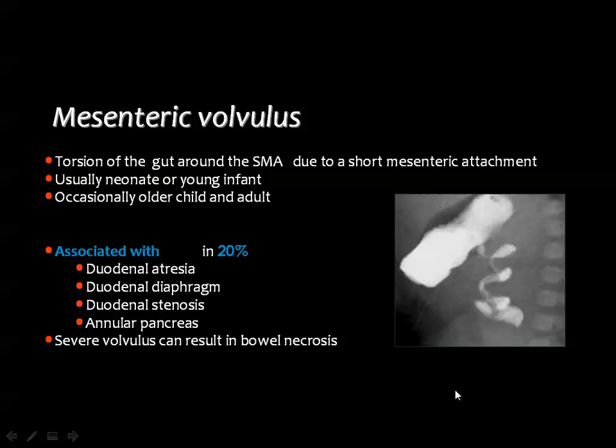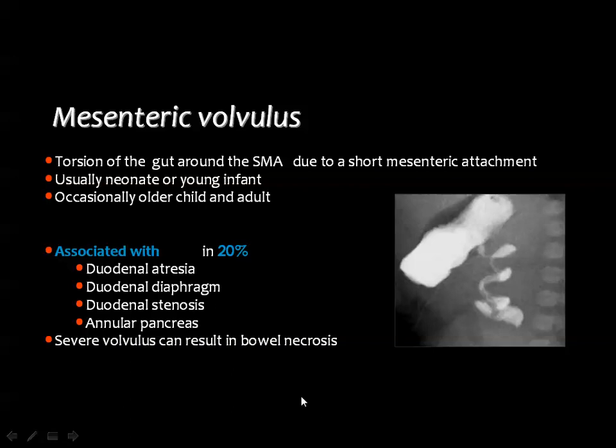We come to the mesenteric volvulus, which means that there is torsion of the gut around the superior mesenteric artery due to a short mesenteric attachment. This can occur in neonates and young infants, and also can occur in older children as well as in adults. In the neonatal period, it may be associated with duodenal atresia, duodenal diaphragm, duodenal stenosis, or even annular pancreas.